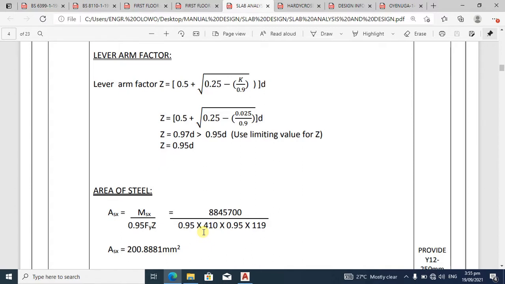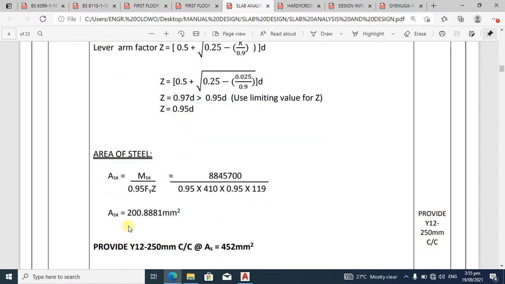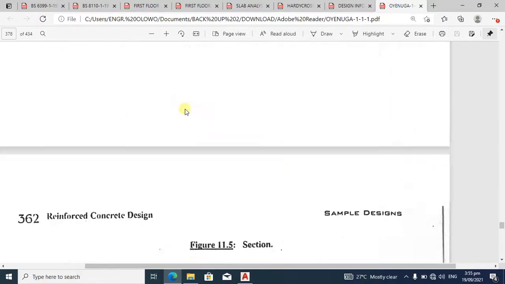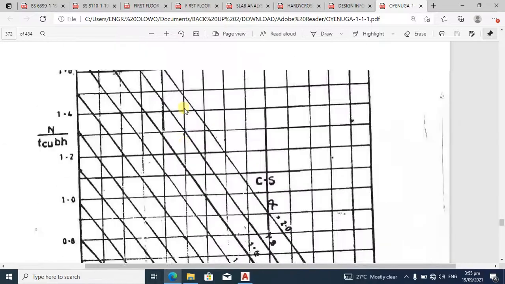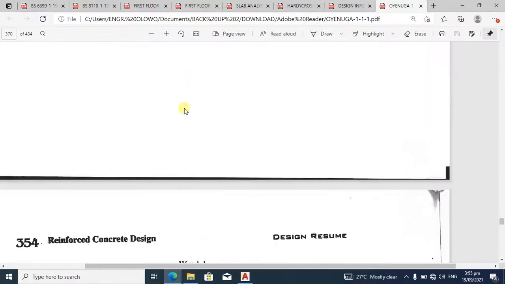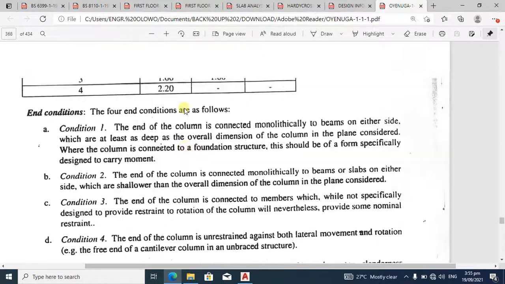But for the purpose of this training, we are going to assume a value of 410 Newton per millimeter square. So from here we calculate our area of steel. Our area of steel is 200.8881 millimeter square. So from here we will now go to the provision table, so that we can prepare reinforcement for the slab along the shorter span.